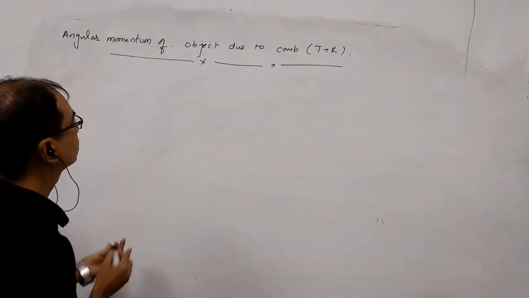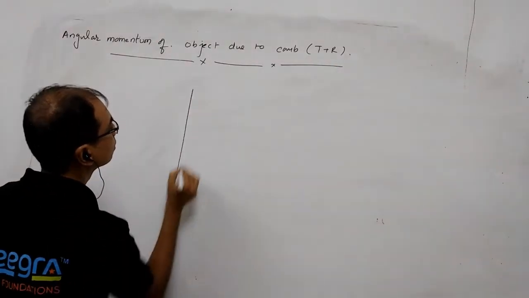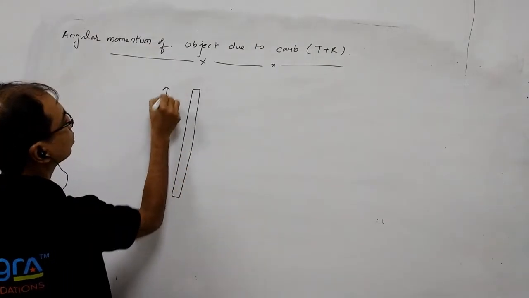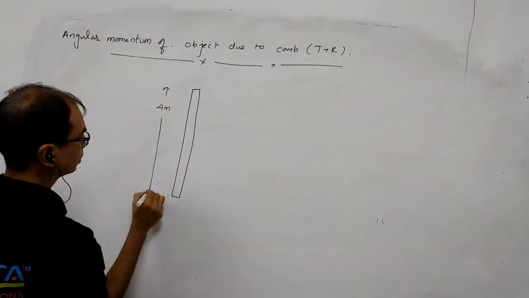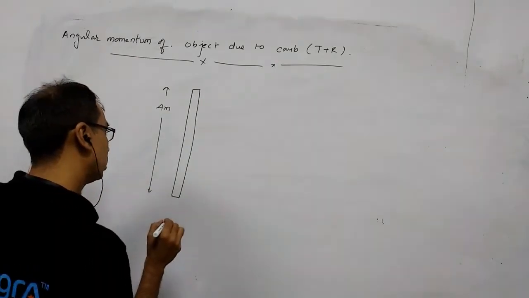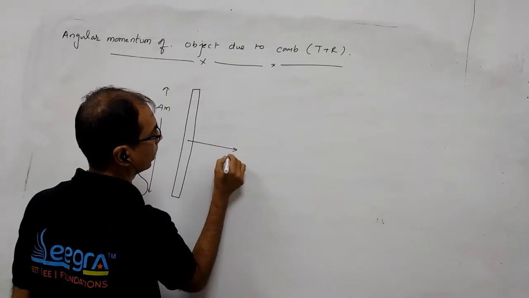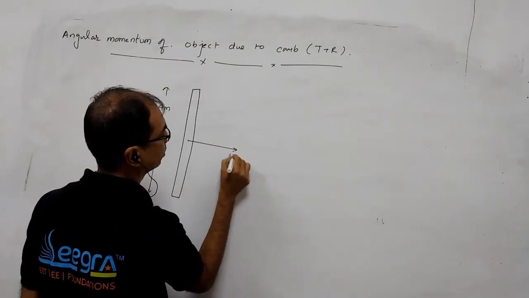Okay, now in this question, again rod only. Suppose this rod is of length 4 meter. Velocity of center of mass, let's say 10 meter per second.